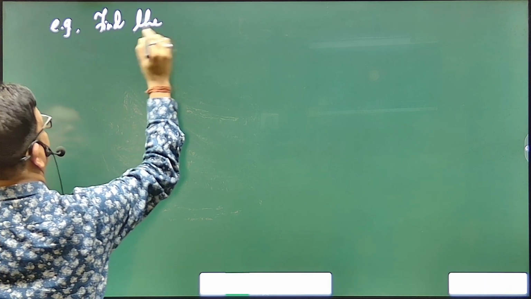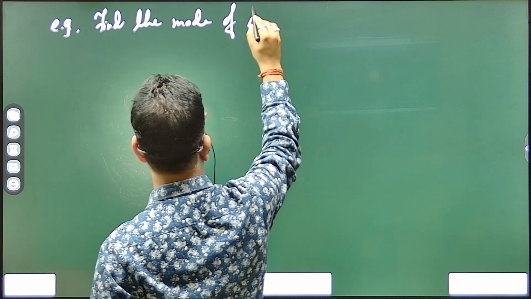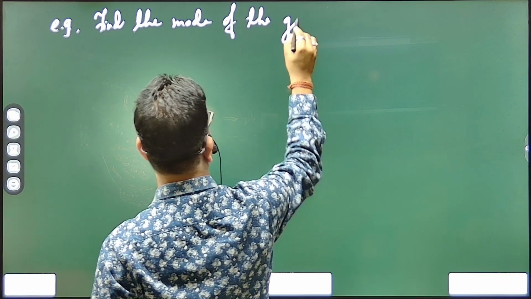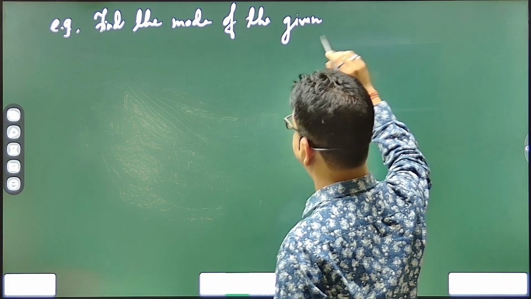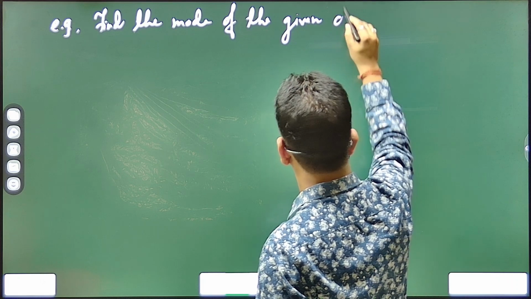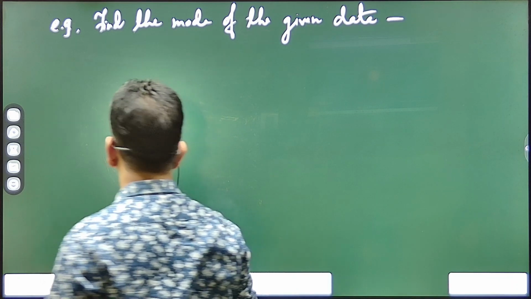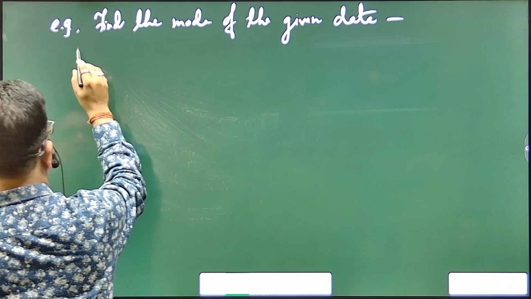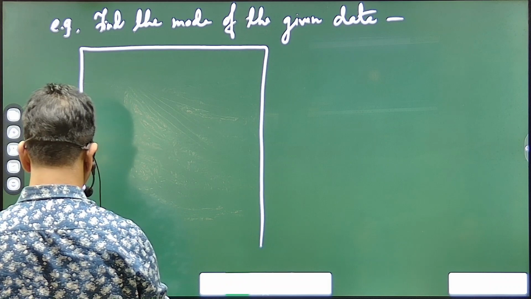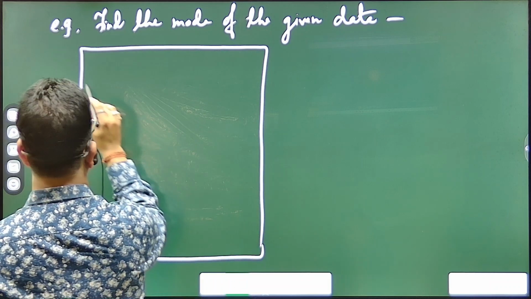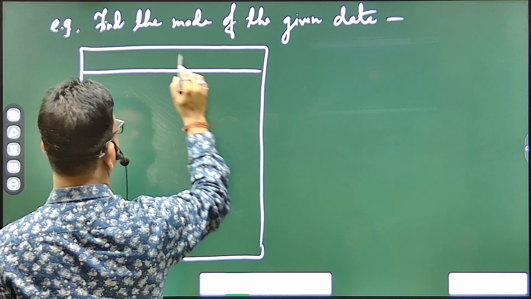Find the mode of the given data. So now not discrete, now it will be continuous class intervals. Find the mode of the given data. Right. Now to start this, let me give an example in terms of a tabular form. I'm doing this. The second one you will try yourself.